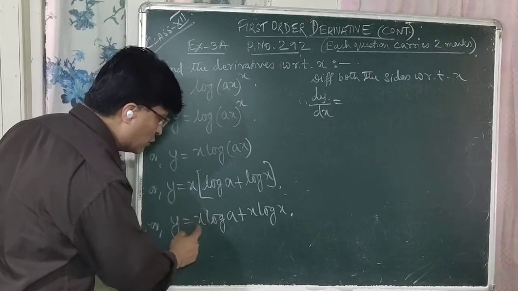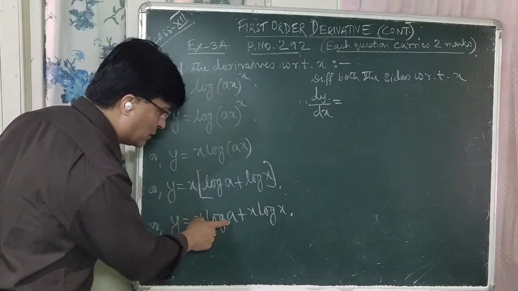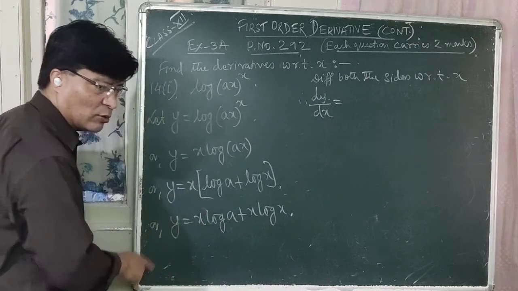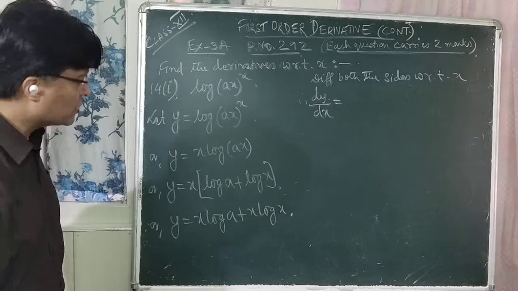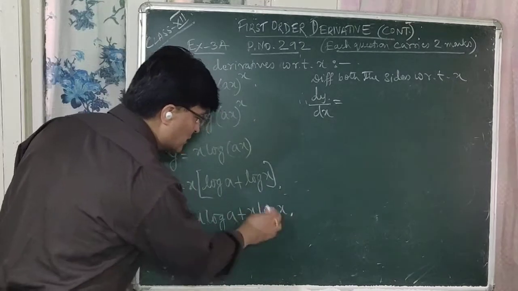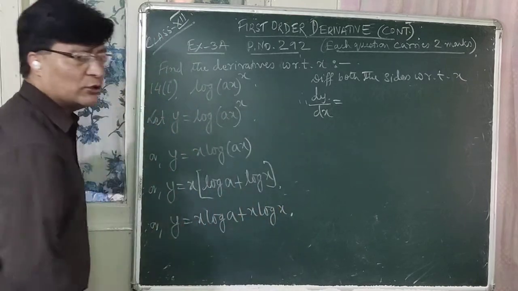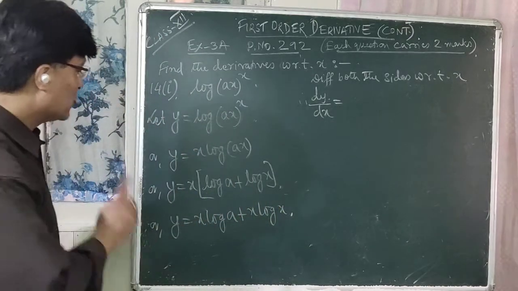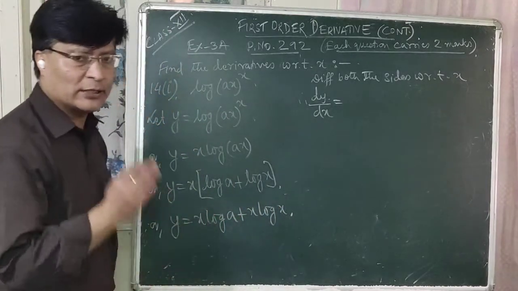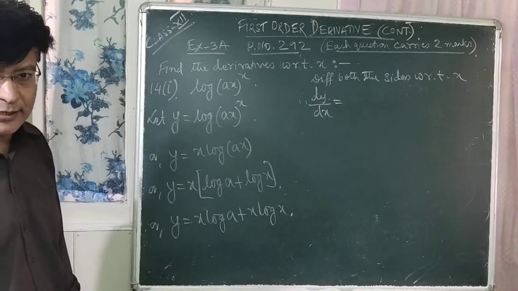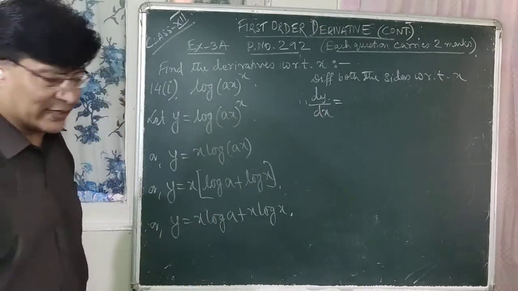No need of using UV rule here because one of the terms here is constant, that is log A is constant. Only x is the variable here for the first term. But for the second term, x into log x, both are variables. So in this case, you have to use UV rule. Okay. So now since log A is constant, you can write it before d by dx. But it is with the variable x, right?